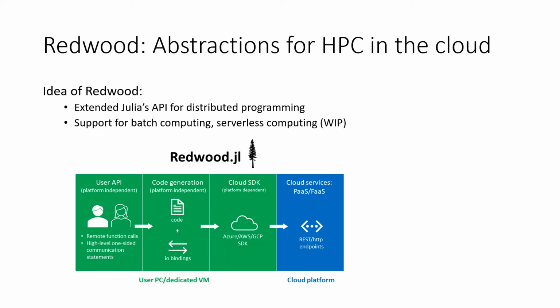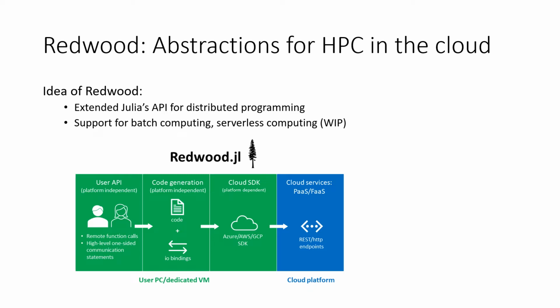To make it possible to run batch workloads using simple high-level code statements, Redwood uses Julia's macro programming and code generation capabilities. Redwood collects code that is tagged for remote execution and creates the required input and output bindings for managing data flow. When we remotely execute a function, Redwood captures and uploads all input arguments to cloud object storage, along with the modified code.